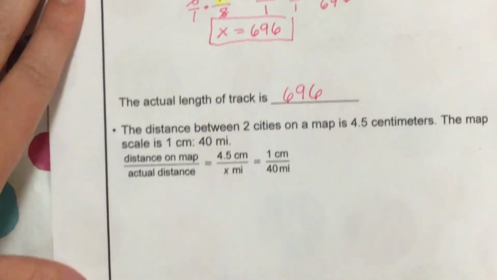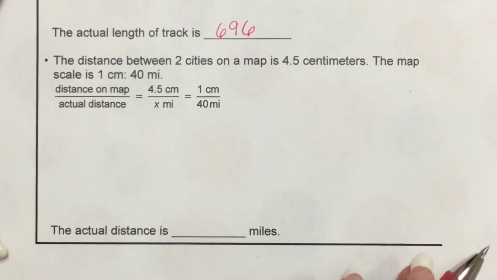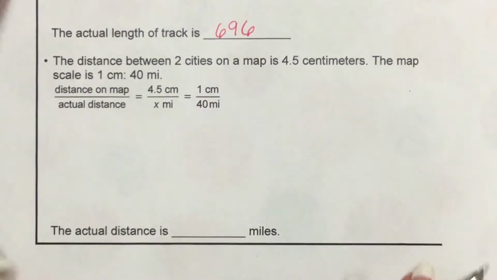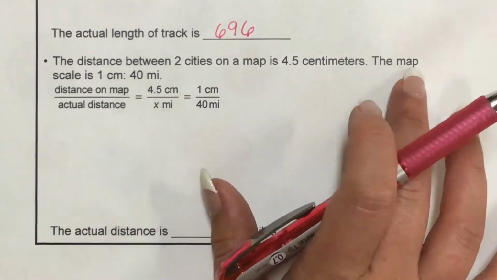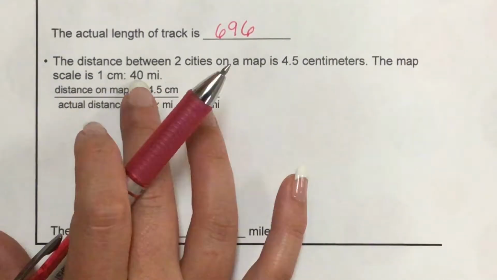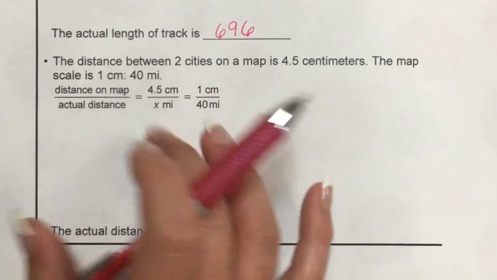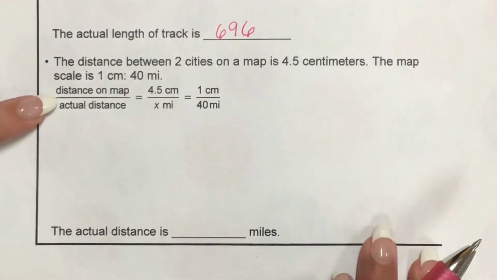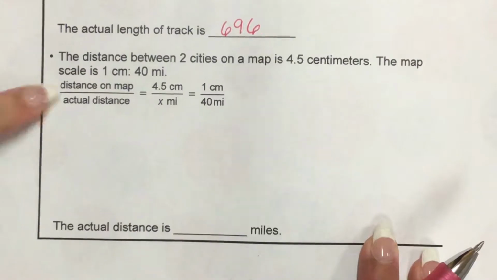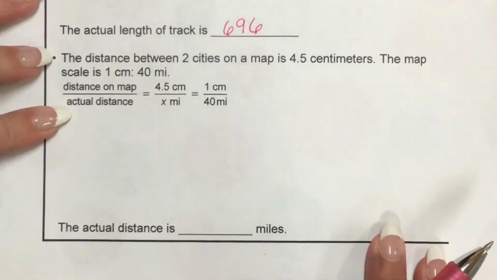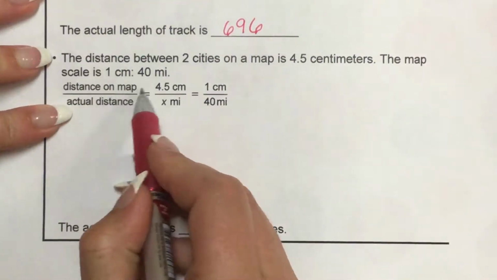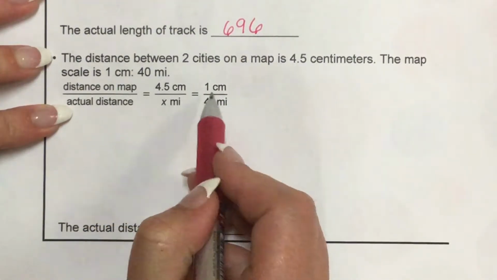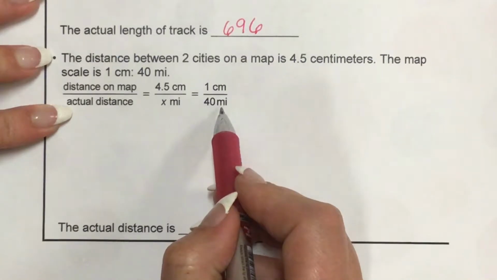Here, it says the distance between two cities on a map is 4.5 centimeters. The map scale is 1 centimeter to 40 miles. So we have the distance on the map, which is the model, over the actual distance, okay? And you can see our scale factor right here. So the distance on the map is 1 centimeter. Actual distance is 40 miles, okay?